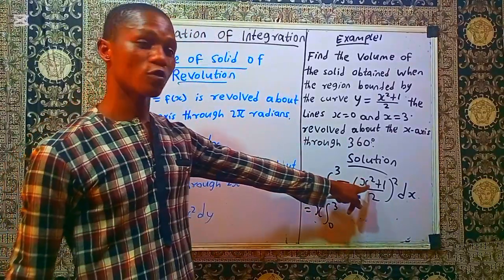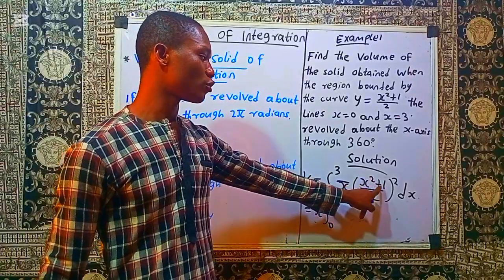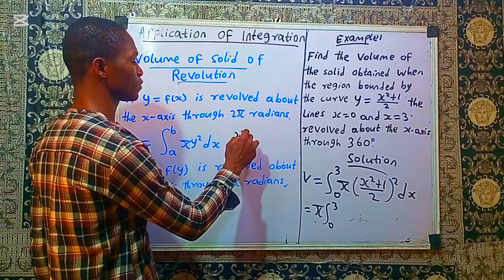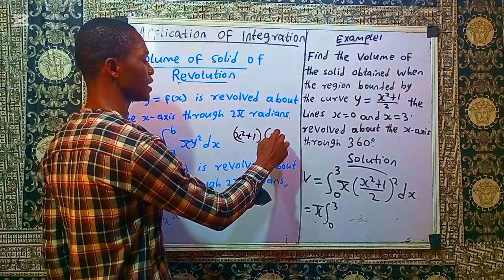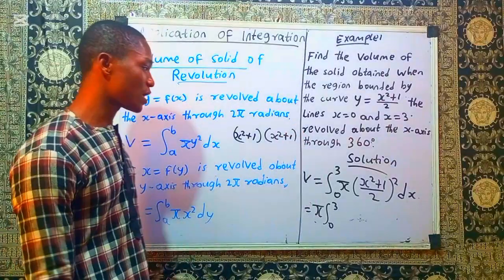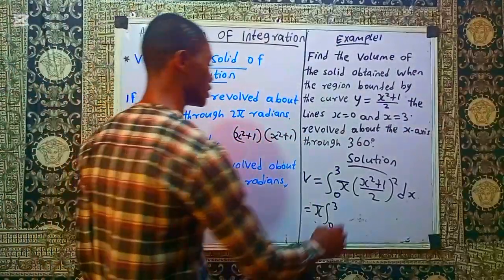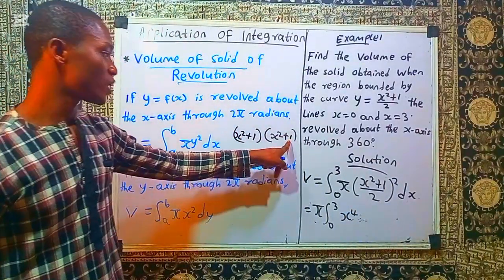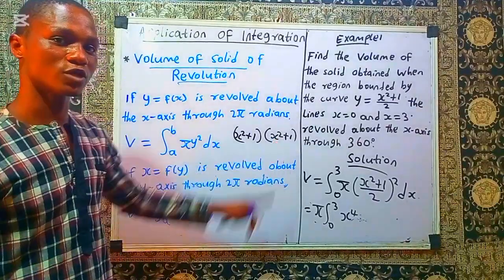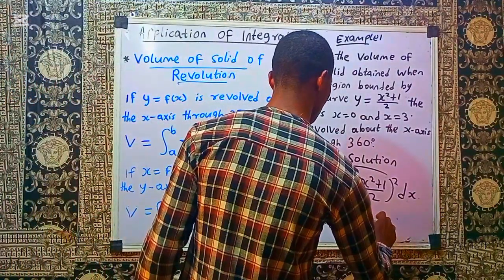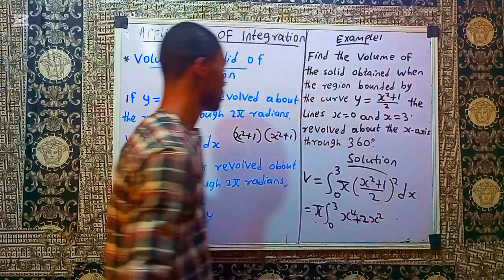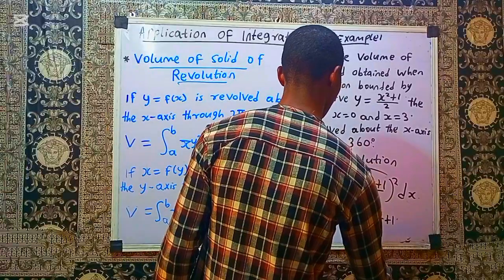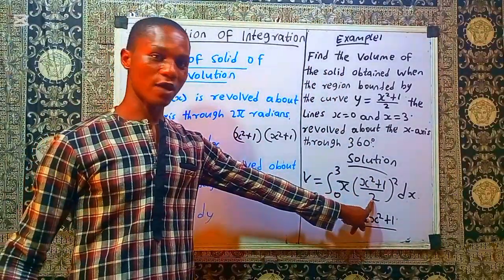Then we can expand this quantity. We have (x squared plus 1) raised to power 2. If you want to expand it, it's just like doing (x squared plus 1) multiplying (x squared plus 1). So x squared multiply x squared will be x to the power 4. Then x squared multiply 1 is x squared. Then 1 multiply x squared is x squared. If you add the two of them, you are going to have 2x squared. Then 1 multiply 1 is 1. Then when you square the 2 down here, you get 4.